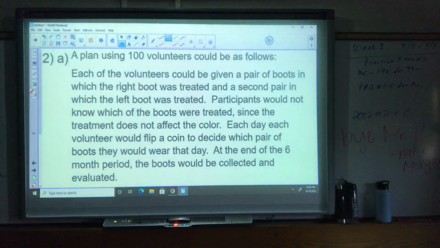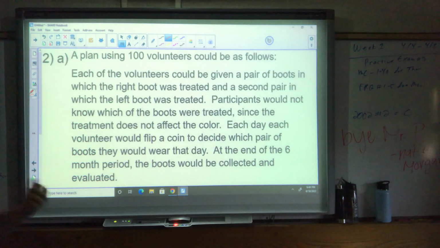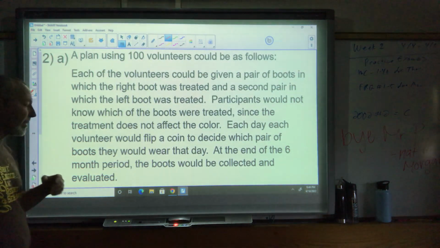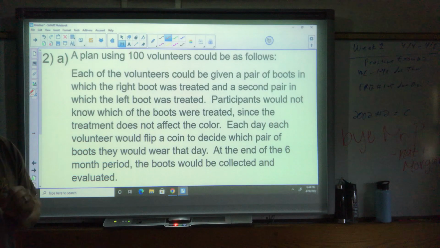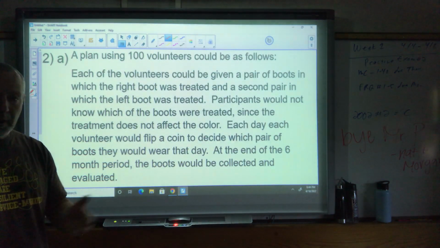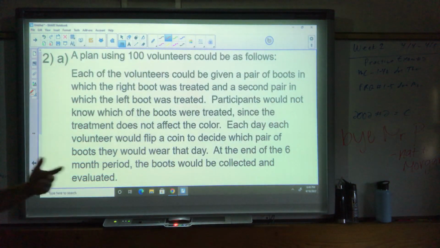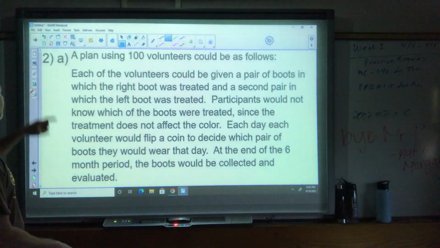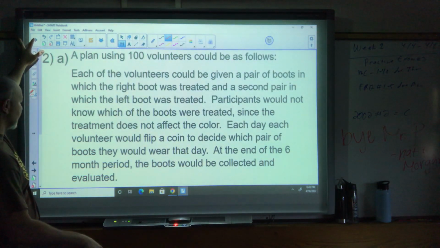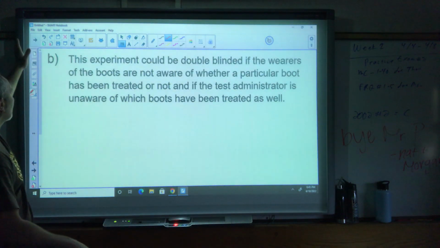Part B, could our experiment be double blinded? Sure. We already talked about the people wearing the boots aren't going to know which boot is treated or not. They can't tell by the color. And then to be double blinded, those people running the experiment and possibly distributing the boots and also measuring the wear of those boots or how they did would not know which boots were which until the results were compiled at the end.